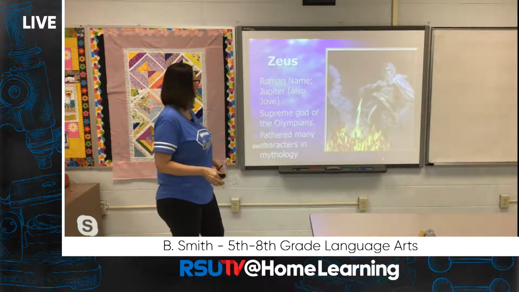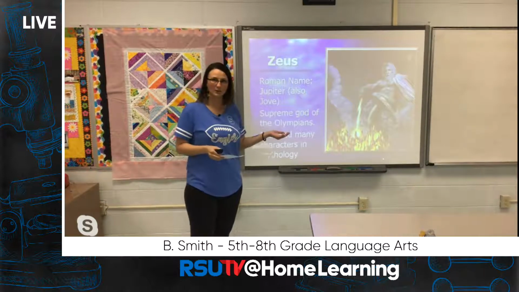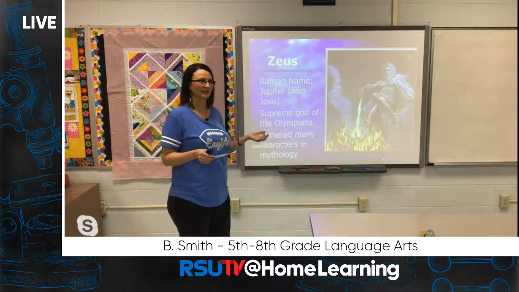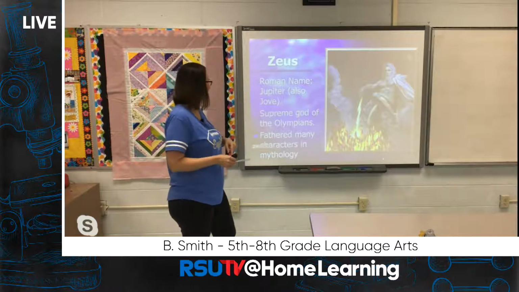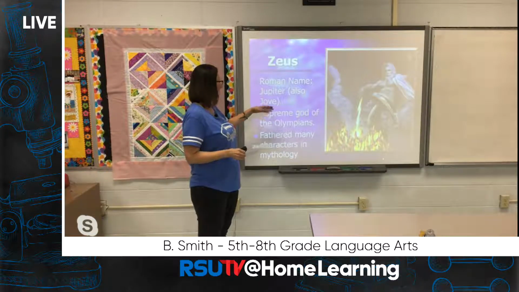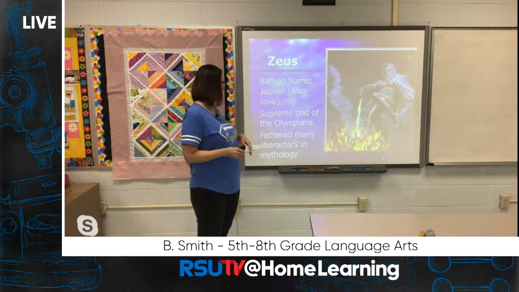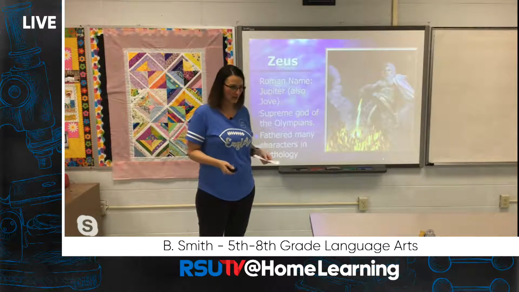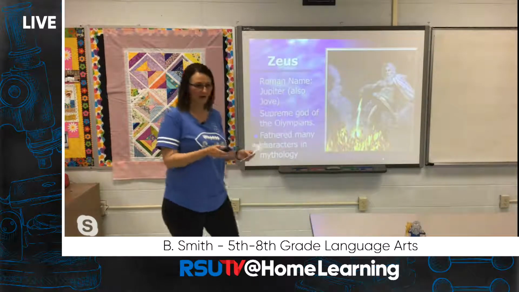So Zeus, his Roman name is Jupiter, also a planet. Forgot what that planet looks like. Saturn has the rings, right? Okay. They also call him Jove. He is the supreme god of the Olympians, and he fathered many characters in mythology. So at the end of this, we're going to make a paper Zeus. He's cute, right? This one has special powers, guys. Just FYI, you'll see.